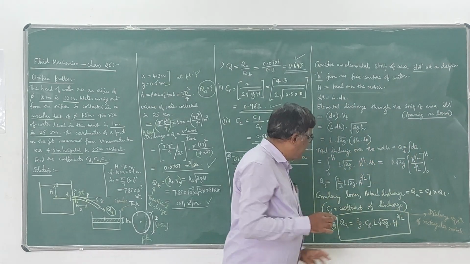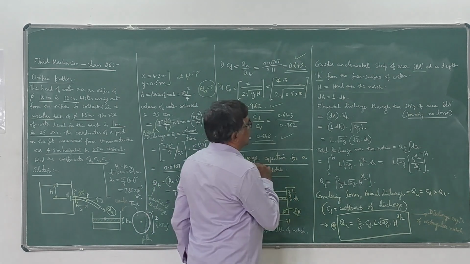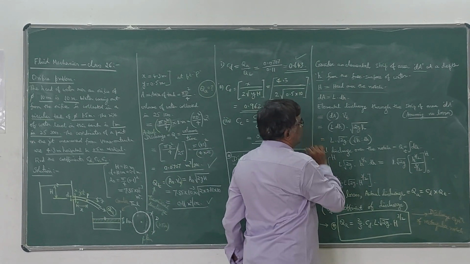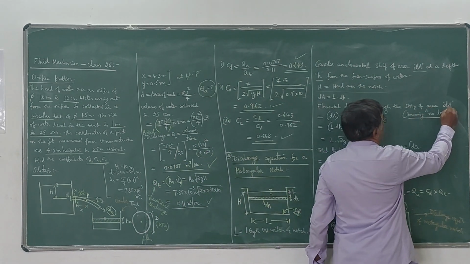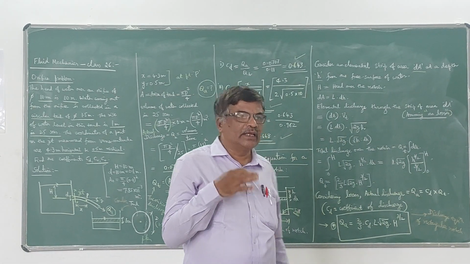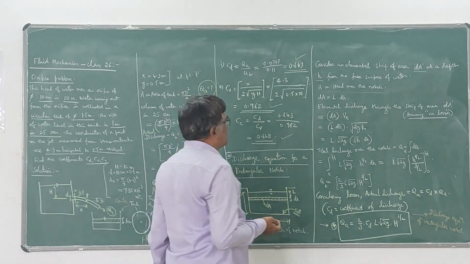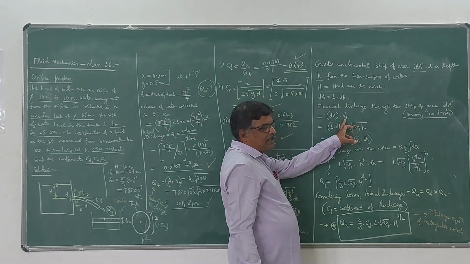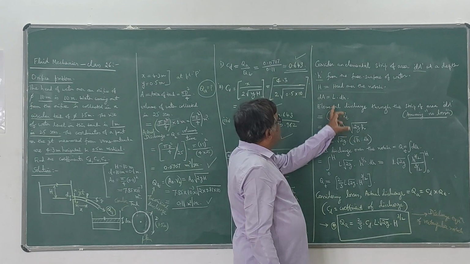Now the area is only dA, the elemental area. dA multiplied by the theoretical velocity, because I am going to assume no losses. In all the derivations we are assuming no losses, which means we are getting the theoretical discharge value. So dA into VT, V theoretical. So dA is L into dh.